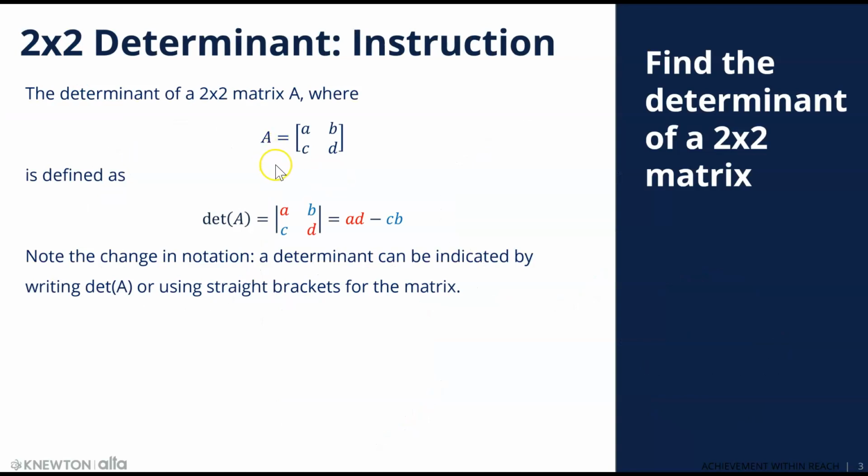Now let us consider a 2x2 matrix A here with the given entries A, B, C, D. The determinant is denoted by det A, or just using straight brackets for the matrix. To compute for the determinant, all you need to do is get the product of the diagonal entries here minus the product of the other diagonal entries. So therefore, the determinant of this given matrix A here is just equal to the product AD minus the product CB.